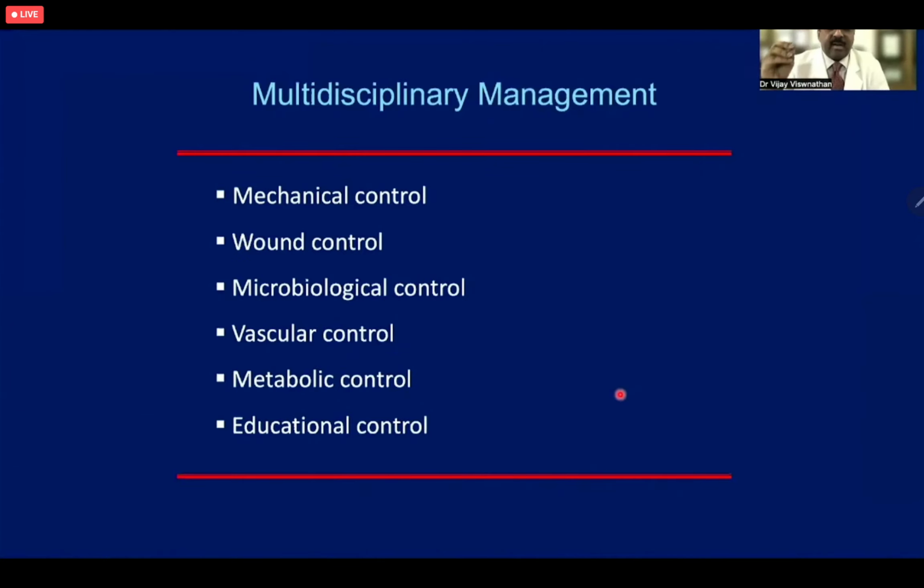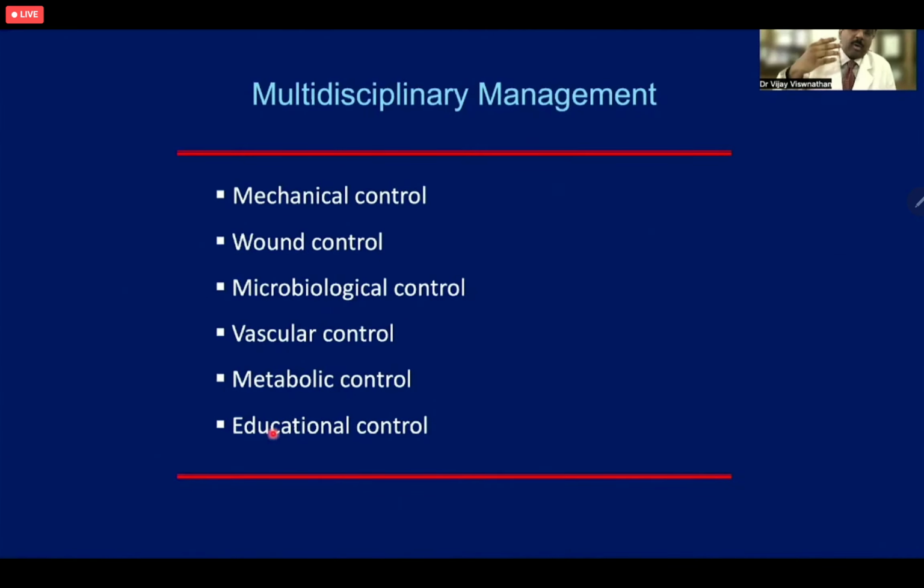Metabolic control: many of the people have sepsis, infection, and the blood sugar goes up. So you have to institute a basal bolus insulin regimen in most of the cases, unless their blood sugars are normal with basal, not with oral drugs and so on. Education control is you have to educate the patient not to walk, not to put pressure on the ulcer area, and so on.